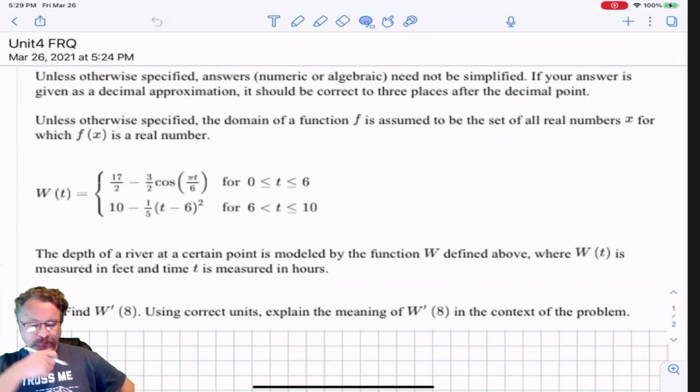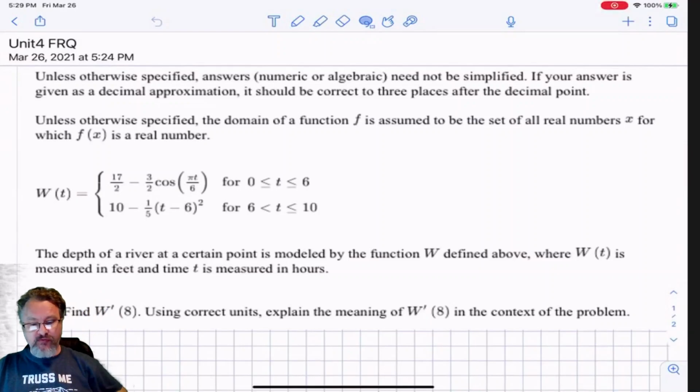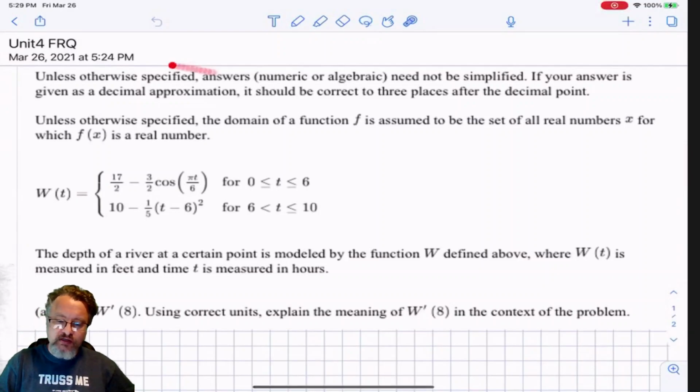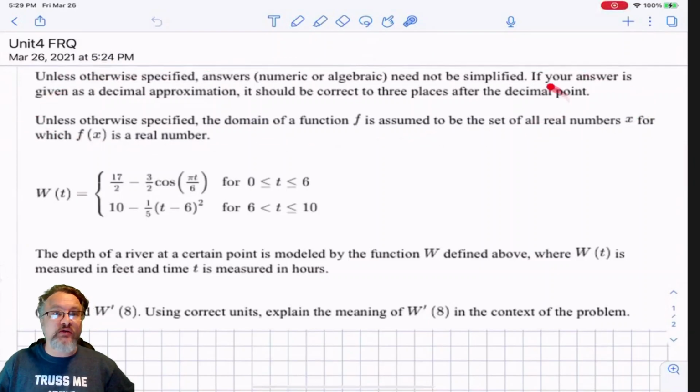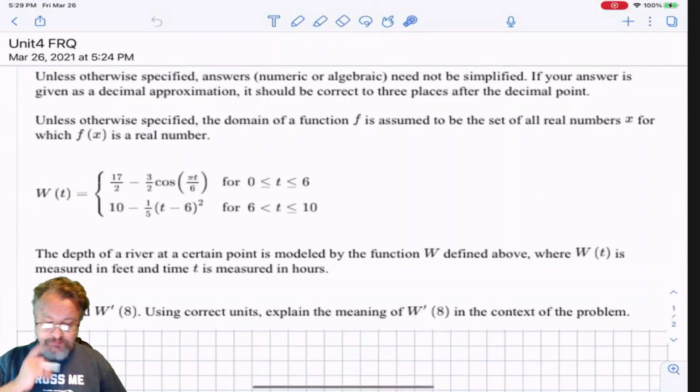So, from the College Board, I took two free response problems from Unit 4, and I'm going to do those two problems for you right here. The first two sentences, or three sentences, are basically the kind of things that are written in general on the AP test. Okay, the problem really starts right here.